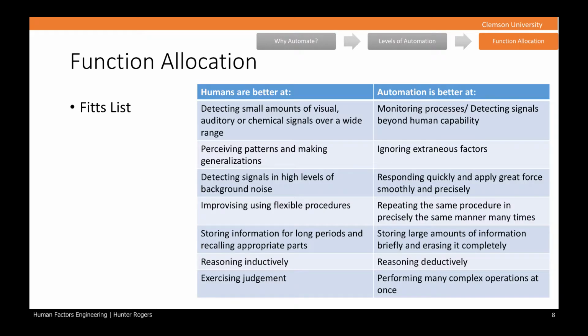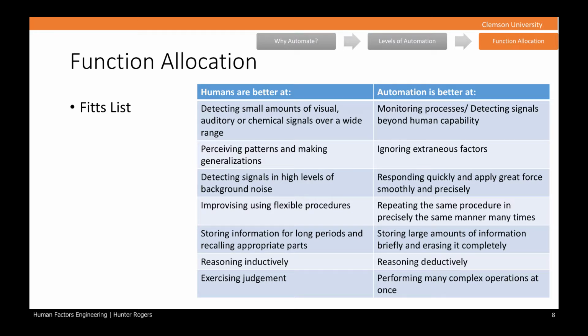All right, so in 1951, Paul Fitts created this list that we still use today, and that list explains what functions, what tasks should be assigned to humans or computers, which we still use today as a way to allocate functions in a process, to try and figure out whether or not we should automate a system or leave it at a human level and put more emphasis on designing for a human or developing that automation.